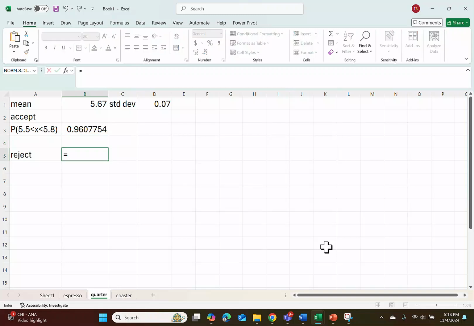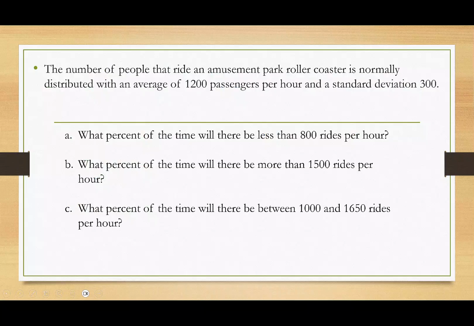To find the percent of coins that will be rejected, we do 1 minus the probability they're accepted. So that's 1 minus 0.9608, which says 0.0392. Our last application says the number of people that ride an amusement park roller coaster is normally distributed with an average of 1,200 passengers per hour and a standard deviation of 300.